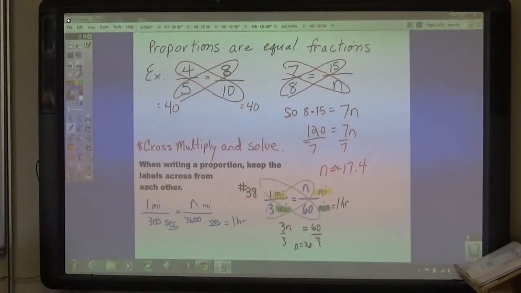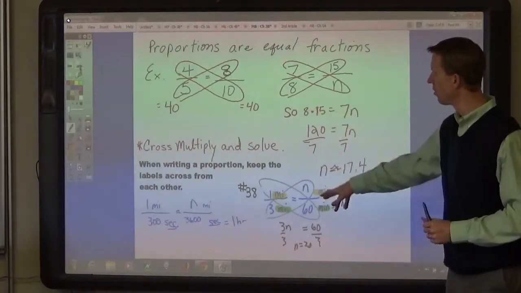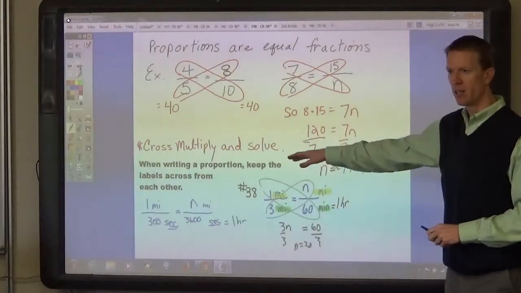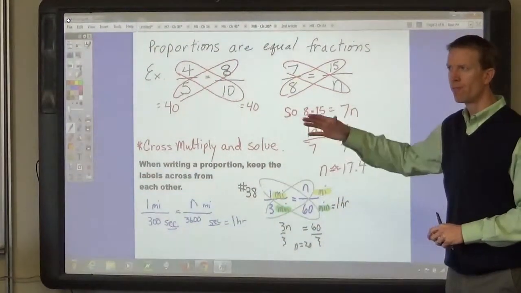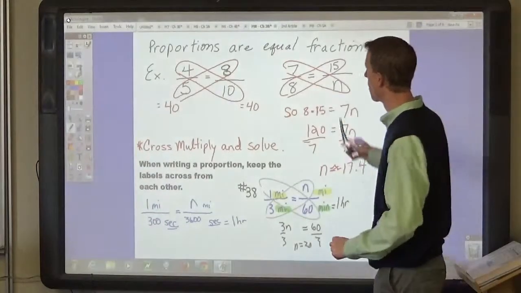Okay, let's take a look in this lesson at what proportions are and how to solve a proportion. And then we'll look at how to use proportions to convert units to different units, okay?